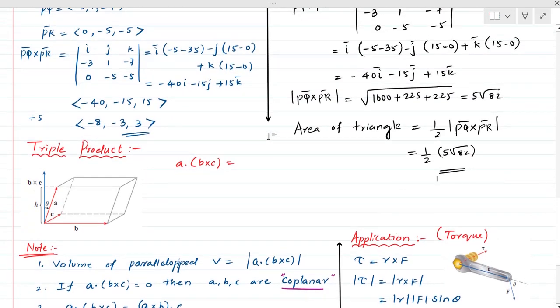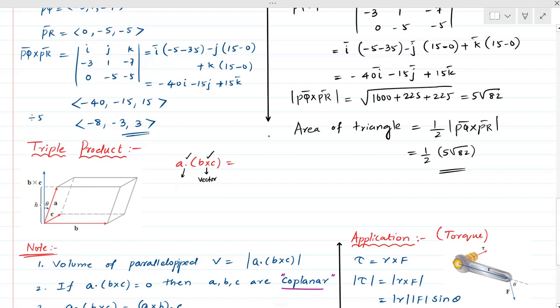Now the next one is a triple product. So you will have three components: a cross product as well as a dot product. Here you will have a vector cross product, and here you will have a dot product. So both are combined together.